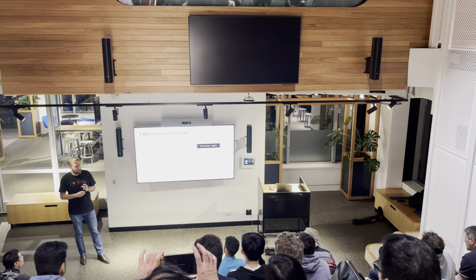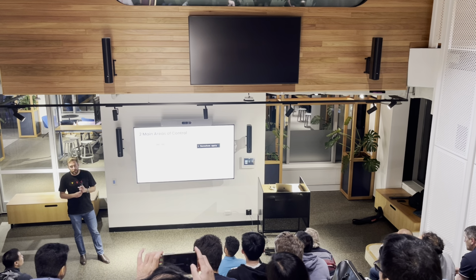So there are two main areas of control. And this is where best practice really starts, but scaling really starts with what does my code look like, and what are the frameworks and the governance around that?